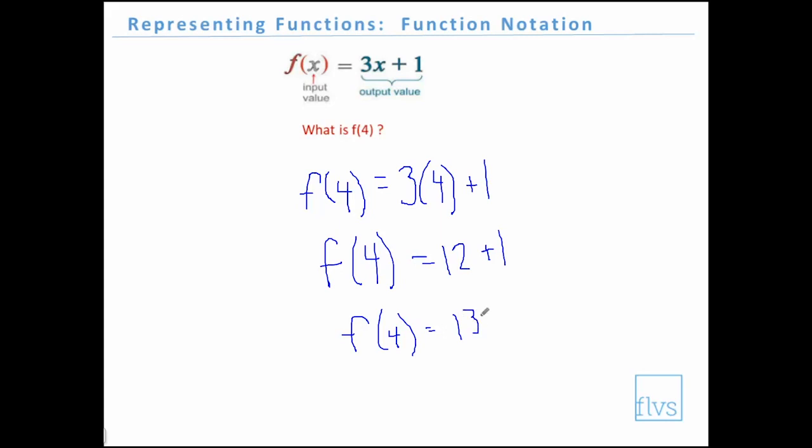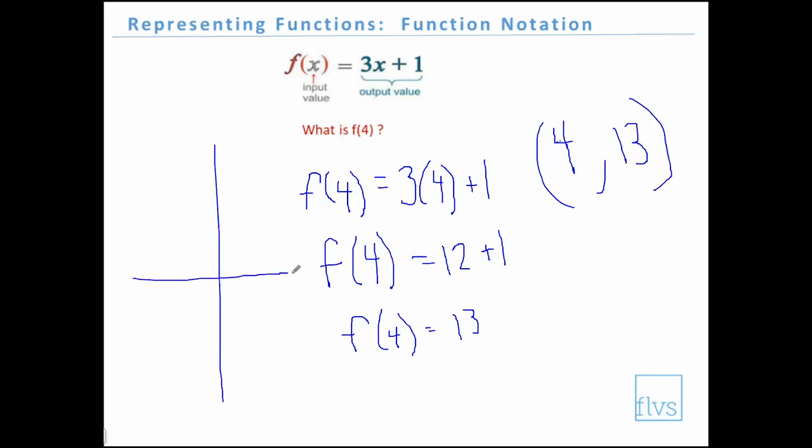You'll also see this is how we get our ordered pairs. This is how we graph the function. So when x was 4 in this particular function, y was 13. So when you see the graph of f of x, and suddenly there's a point at, let's say this is 4, and up here is 13, and there's a dot, that's because when our input was 4, our output was 13.